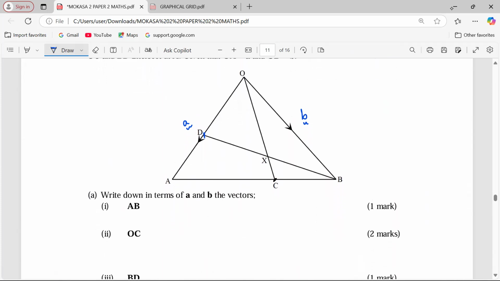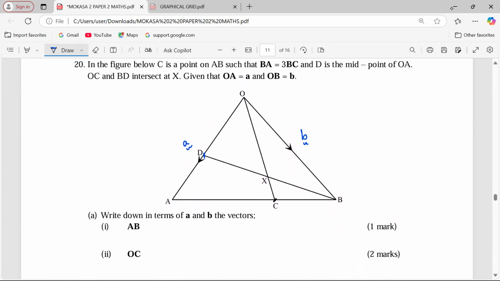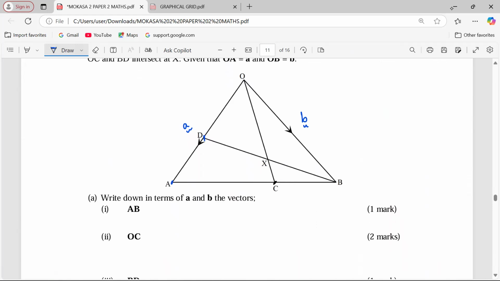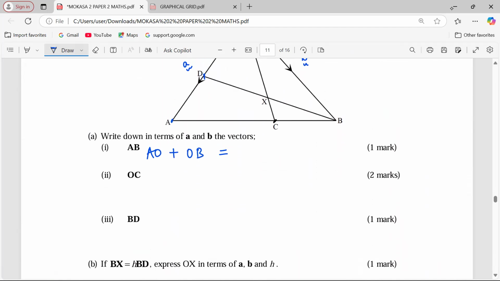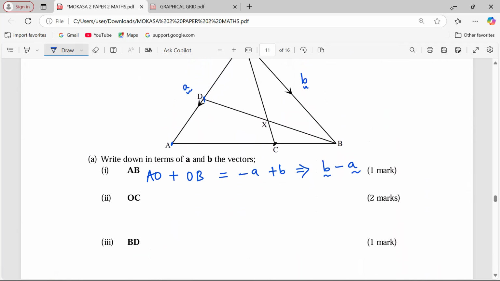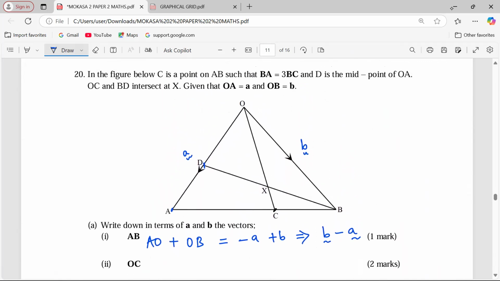So vector AB, we can move from A to O, then O to B. A to O means the reverse of OA, so negative A, then plus vector B. This simplifies to B minus A. Those are vectors, so you indicate the vector notation that way. Then vector OC.